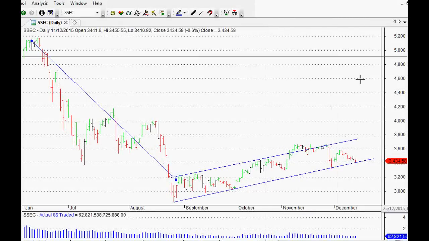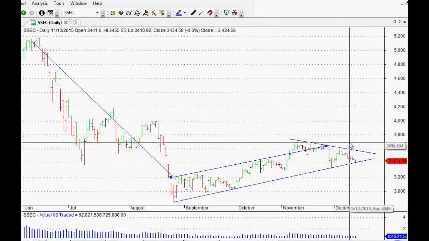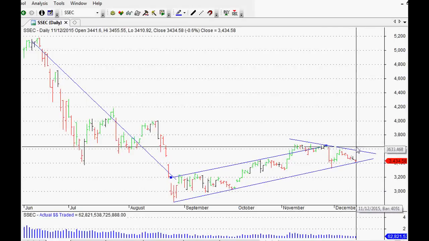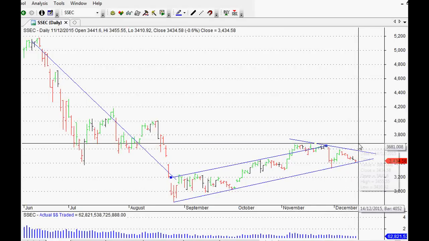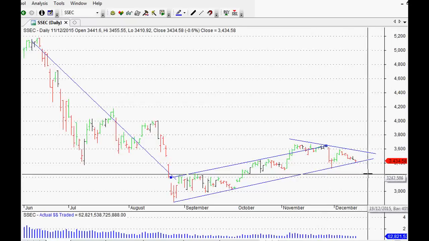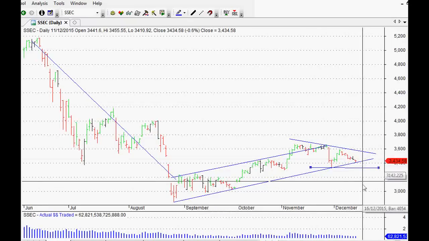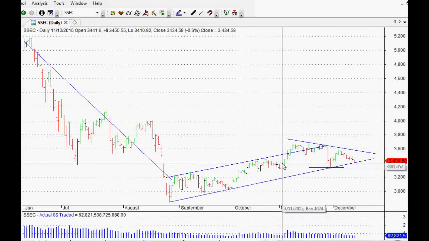Now, if it was to break out to the upside of this level here, then that's about your 3,700. If it was to do that, then you could consider that the uptrend is continuing. If it breaks down to the downside, then that's your downside continuation pattern moving on from there. It's really just a line in the sand.